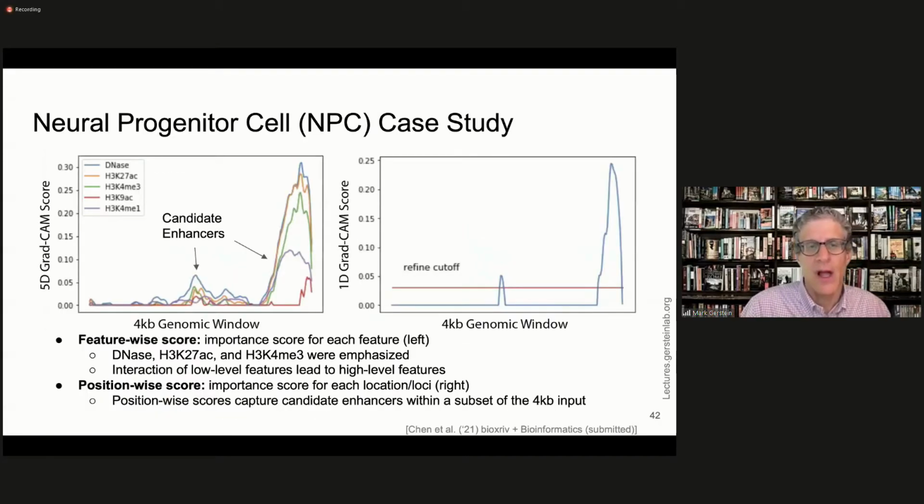And then here, this shows, in a particular genomic window where there are particular candidate enhancers, the importance score around those enhancers. And this allows you to refine exactly where they are, so you can cut them to be very precisely related to the importance score. So you end up with a more precise annotation, not as large of an annotation as you might get from the original training data that we started with.